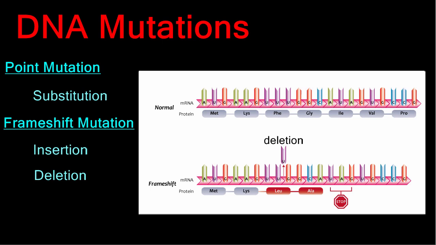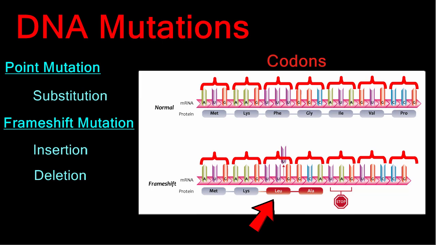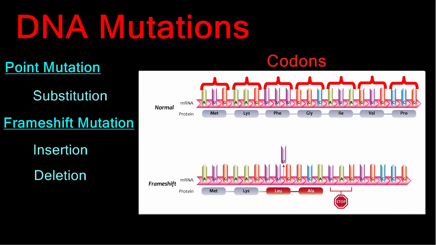Frame shift mutations shift all of the nucleotides of the messenger RNA strand. Remember that messenger RNA is read in sets of 3 nucleotides called codons. A frame shift mutation can change the way the codons are read, and in turn, change the sequence of amino acids in the protein. In this example, you can see the effects of a frame shift mutation.